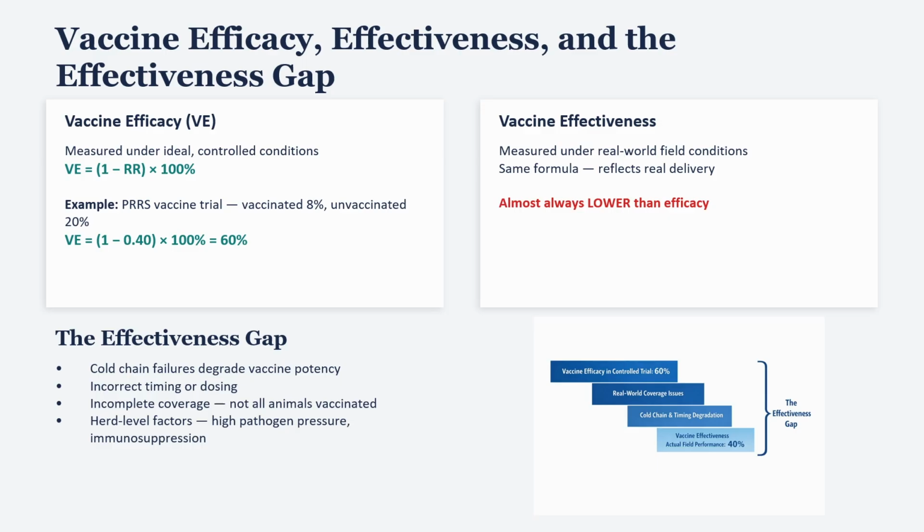Vaccine coverage. The proportion of the target population actually vaccinated is distinct from efficacy and effectiveness. Even a perfect vaccine with 100% efficacy provides no population level protection if only 50% of animals receive it. Coverage must exceed HIT divided by efficacy to achieve true herd protection. Required coverage equals HIT divided by VE.